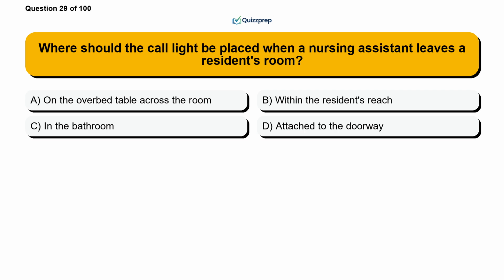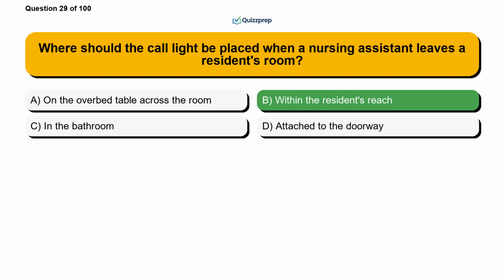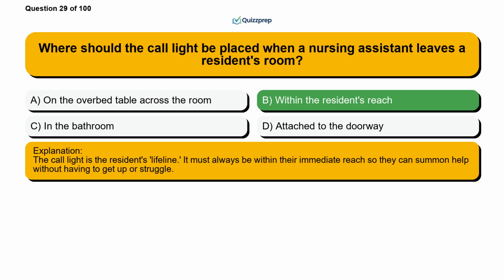Question 29. Where should the call light be placed when a nursing assistant leaves a resident's room? Option A, on the overbed table across the room. Option B, within the resident's reach. Option C, in the bathroom. Option D, attached to the doorway. The correct answer is option B, within the resident's reach. The call light is the resident's lifeline.